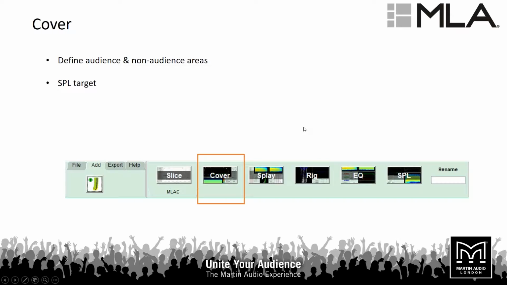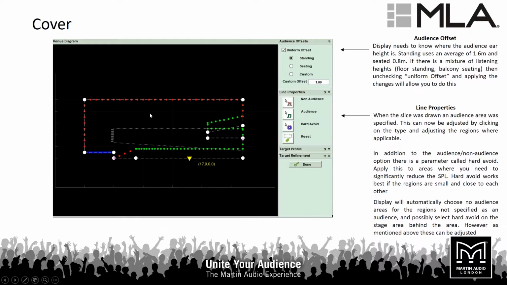So moving on. Now we need to define our audience and non-audience areas and talk about our SPL target. So we click on cover. And as you can see in this tab, we've got blue here, which is by default from vertex 1 to 2 a hard avoid. Then we're moving into the red, which is non-audience, and green, which is our audience areas, and back to non-audience as we go around. And as we go through this, you'll see that all of this is totally customizable.